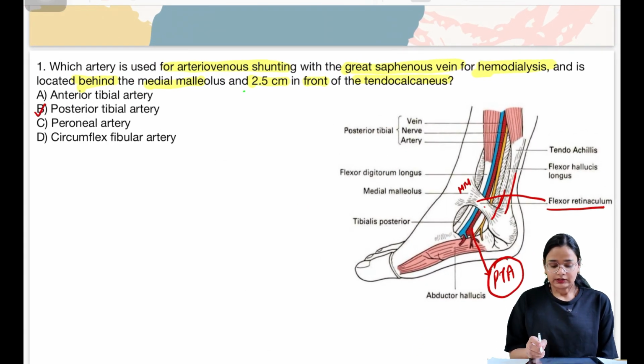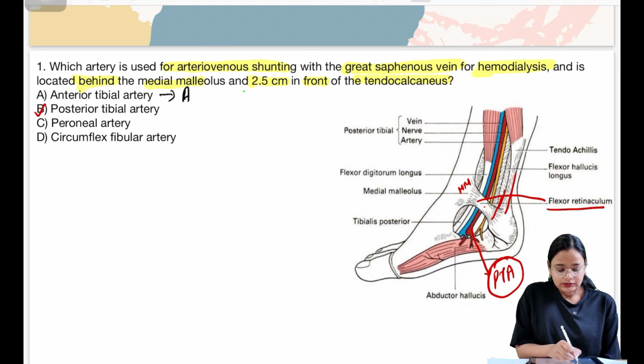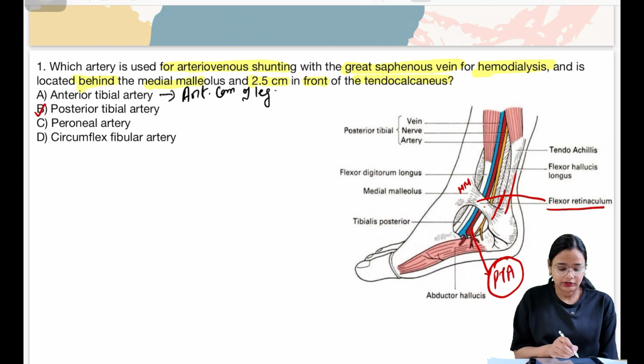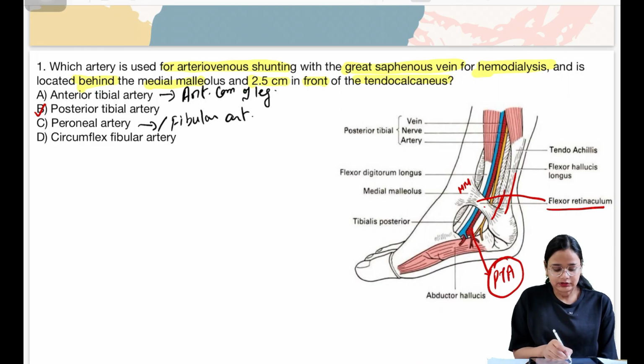Why not anterior tibial artery? Because anterior tibial artery is the branch running in the anterior compartment of the leg. It is present in front of the medial malleolus, not behind it. Peroneal artery, also known as fibular artery, these are the arteries of the lateral compartment of the leg. So this will also not be the correct answer.